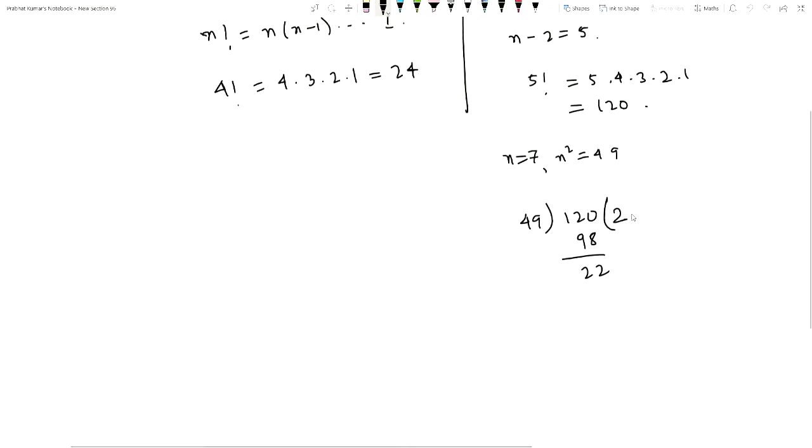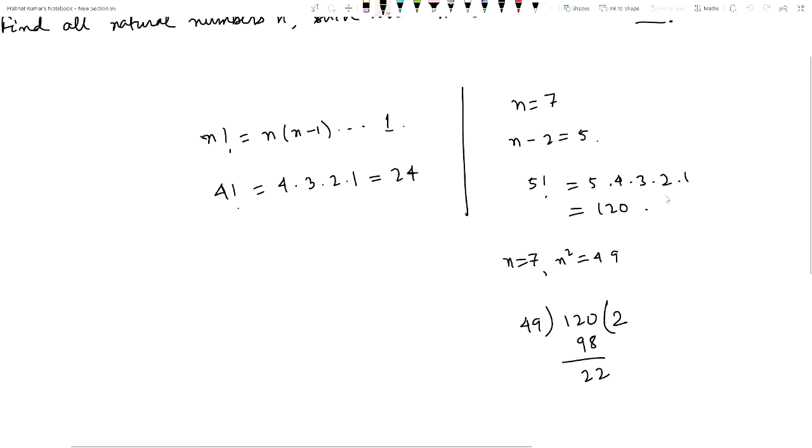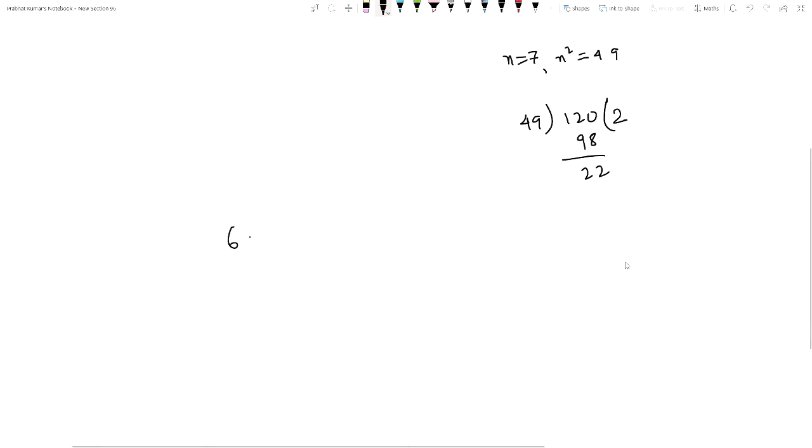Okay, so let us generalize this result. In this question, we have to find all such natural numbers such that n square does not divide (n minus 2) factorial. The fundamental thing here is to think what form a number can be, right? If a number is 6, we can write it in the form 2 into 3. There is the fundamental theorem of arithmetic, which states that every number can ultimately be factored into prime factors, right? Like 18 can be written as 3 into 3 into 2.